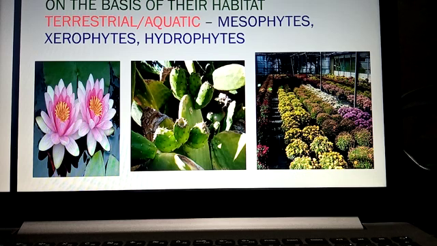Some of the examples of these are the mango tree, apple tree, and even all these flowering plants, the chameli, champa, rose plants. All these are examples of the mesophytes.